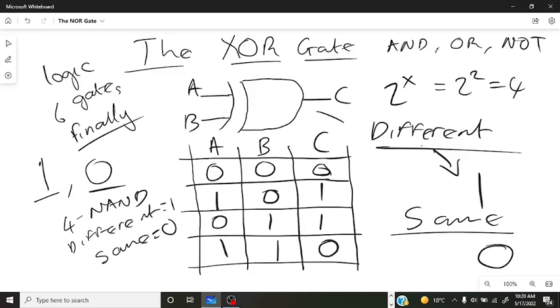AND, OR, and NOT will be the main ones in programming. The others, NAND, NOR, and XOR, will be used in computer architecture, how to build maybe a simple calculator and all that.